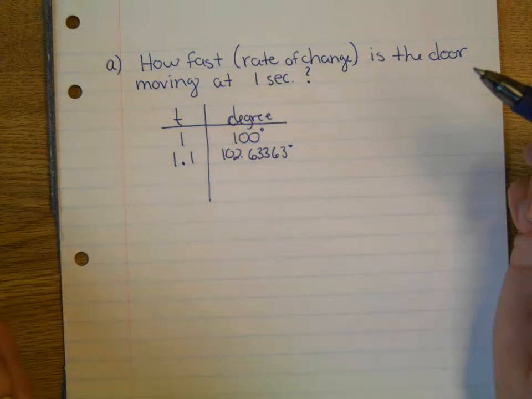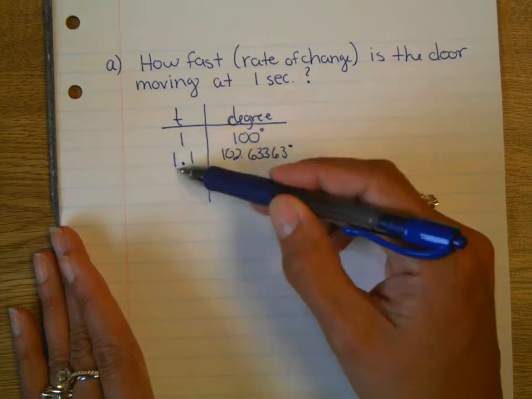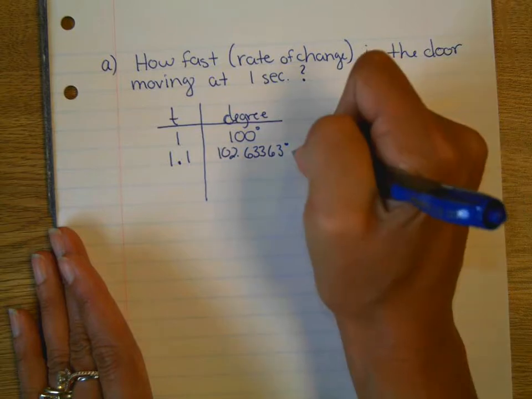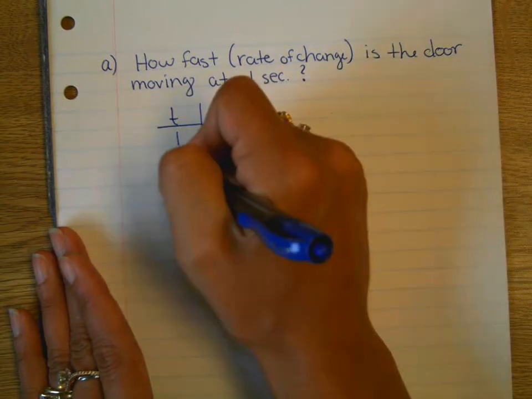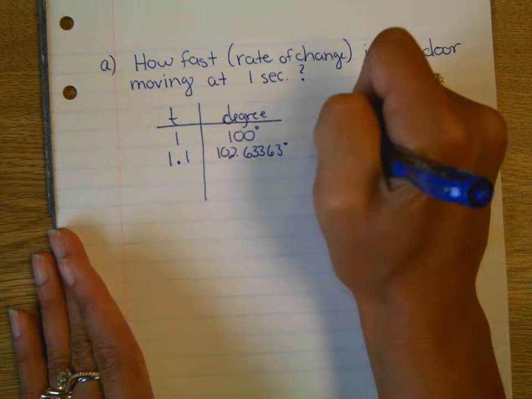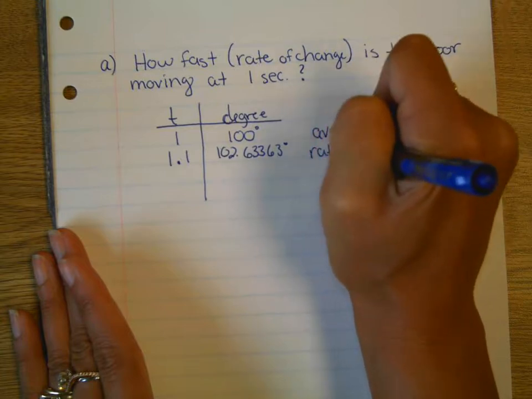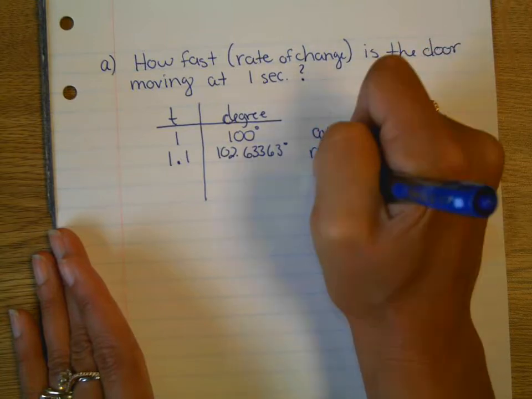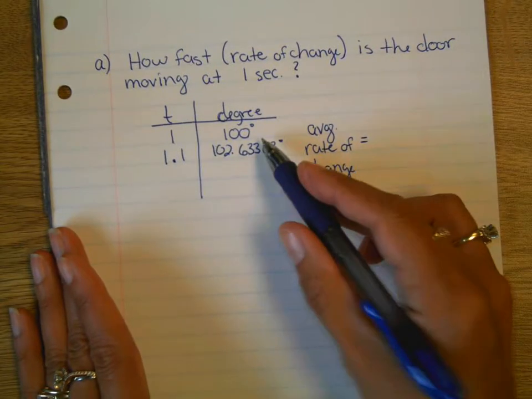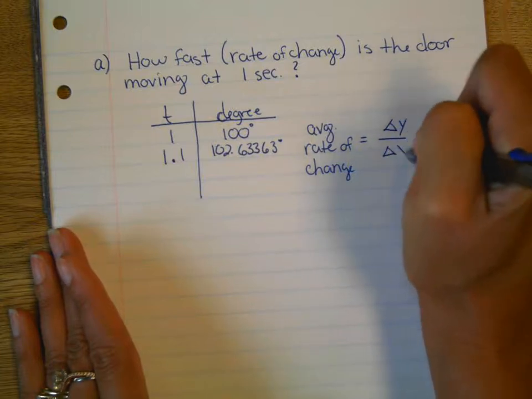And the way we're going to do that is by taking the change in degree over the change in time. So that will give me degrees per second. So when we do the subtracting, it's always the higher time minus the lower time. So to get the average rate of change, it's the change in y values over the change in x values.